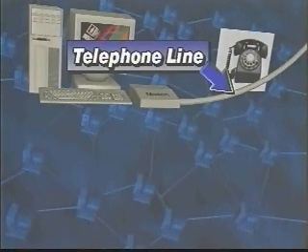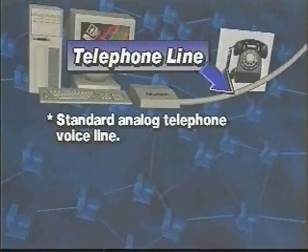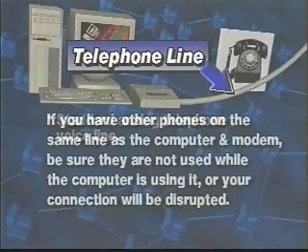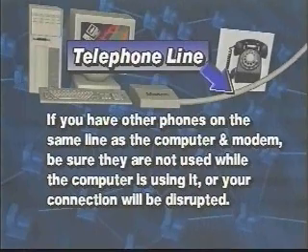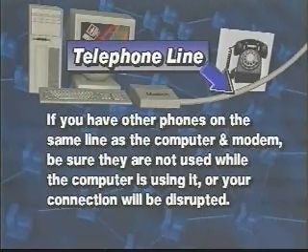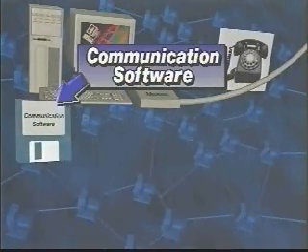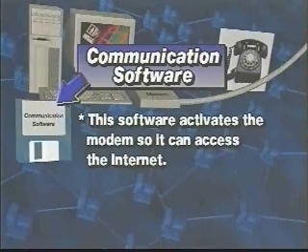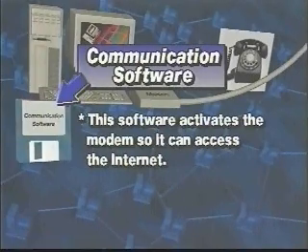Our next item is a telephone line. This will give us the communication path into an internet access point. Suzanne is using a standard analog telephone voice line. If you happen to have any telephone extensions in the house, make sure nobody picks up another receiver while our computer is using it, or your connection will be seriously disrupted. Communication software is the next requirement. This software activates the modem and it's often supplied along with it. The Windows program has its own communication program, and some internet service providers have their own communication software.